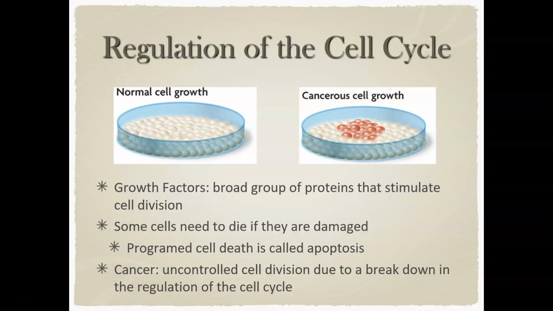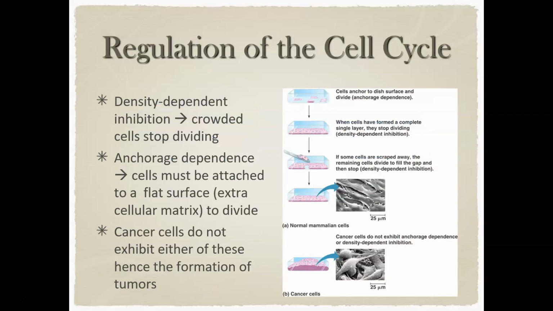When your cells no longer recognize that necessity to self-destruct, to go through apoptosis, that's when we start looking at cancer. And by definition, cancer really is a misregulation of the cell cycle. It's uncontrolled cell division. This is a breakdown of these regulatory methods.